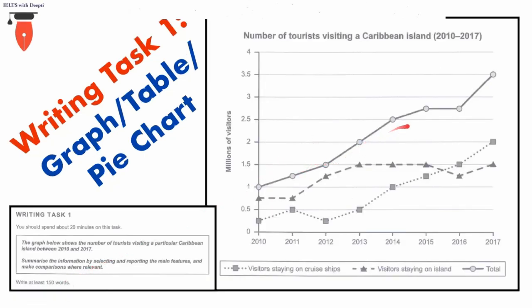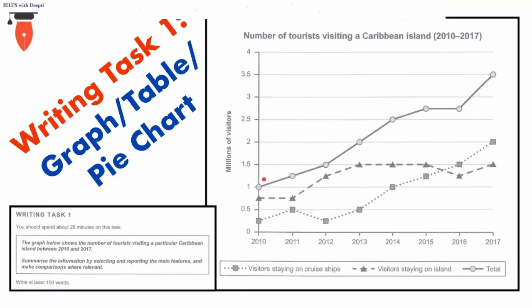This is a line graph. Similarly, you can have bar graphs also. A line graph would depict. So here we can see that it shows a number of tourists visiting a particular island, and the time is given between the years 2010 and 2017. Again, you have to select and report main features and make relevant comparisons.